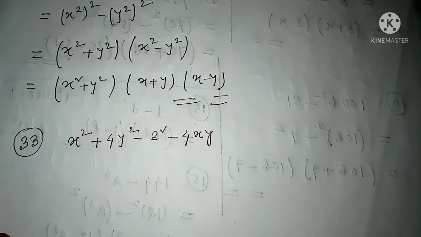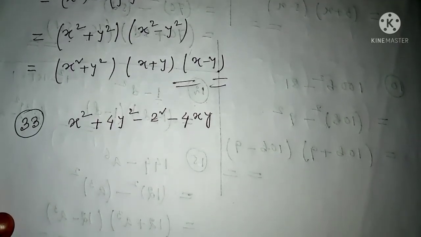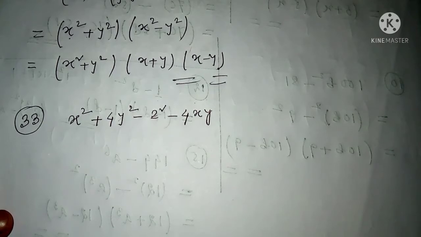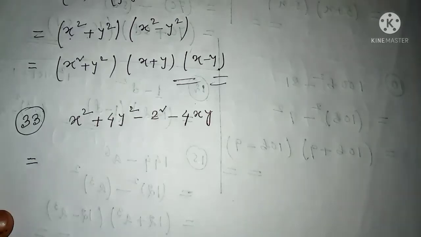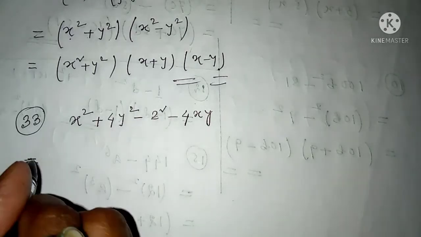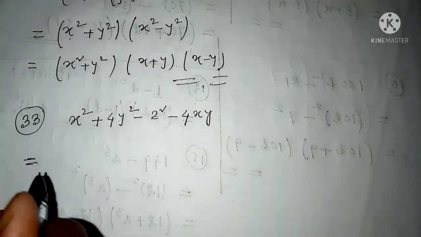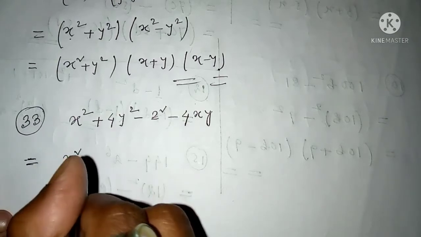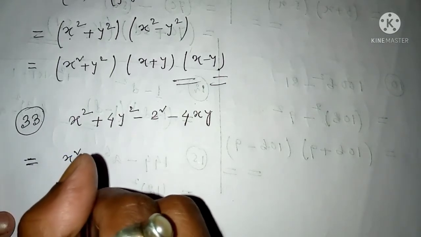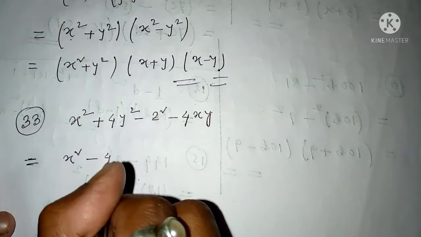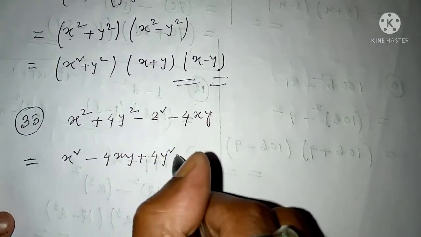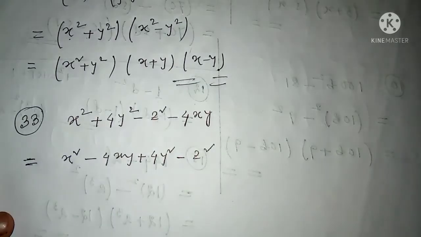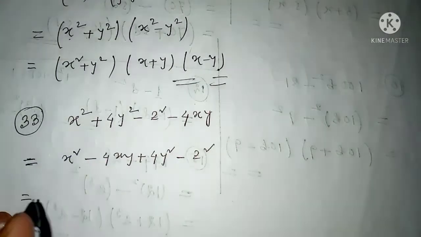Now see, I'm going to solve this 33 number question, and this is the last question of our exercise. Now see how to solve this one. This one is little different. So first of all I'll arrange this one and I'll tell you why I'm arranging. Okay, see, x square minus 4xy plus 4y square minus z square. Okay, now see this one.